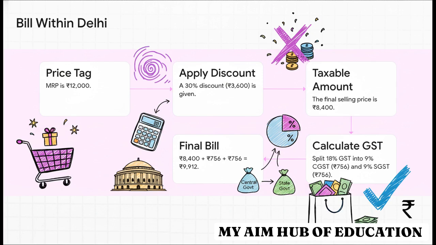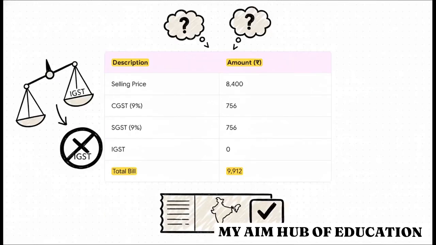Now the GST on this is 18%. And since this whole sale is happening inside Delhi, that 18% gets split right down the middle. 9% for the central government, CGST, which is 756 rupees, and another 9% for the state government, SGST, another 756 rupees. You add it all up, and your final bill is 9,912 rupees. And here it is, laid out perfectly. You've got your selling price, 8,400. Then the tax is split beautifully between CGST and SGST.